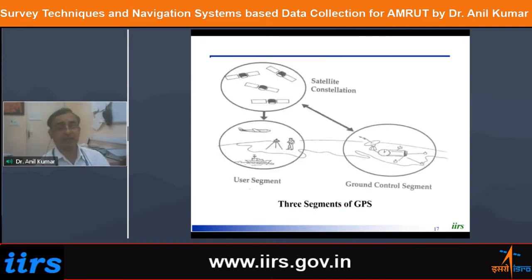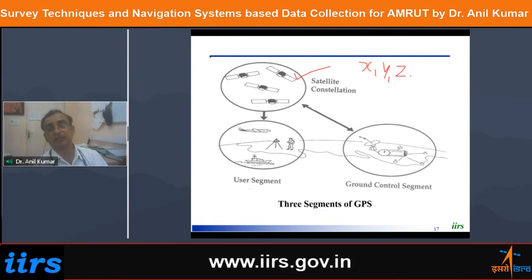You take any GPS constellation or navigation satellite constellation, they have 3 segments. In the satellite constellation, a large number of satellites are required, not one satellite system, because at any given point we require minimum 4 satellites for 3D and minimum 3 satellites for 2D. Why?